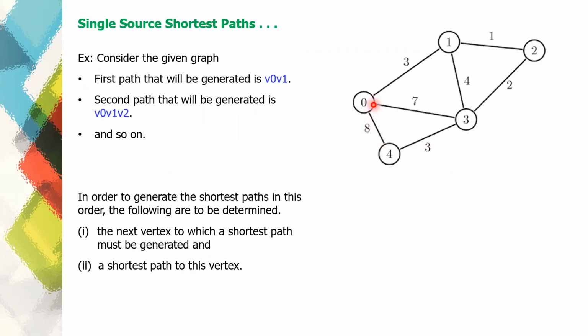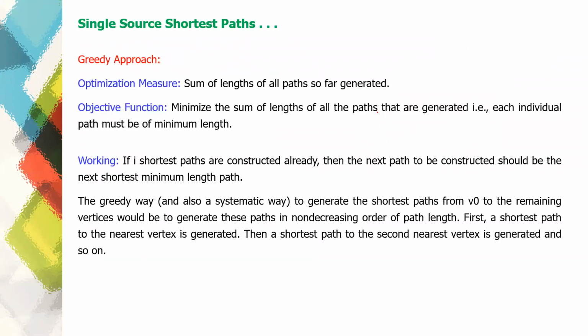Assume that the 0th vertex is the source vertex. That means from V0, I'll have to generate shortest paths to all the remaining vertices. Now, what will happen in step 1? What will happen in step 2 and so on? For that, the process will go like this.